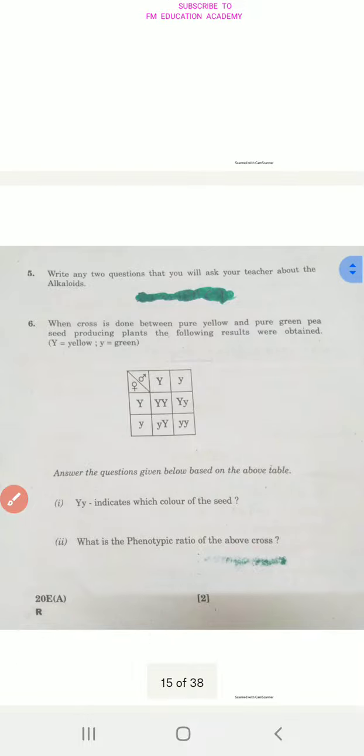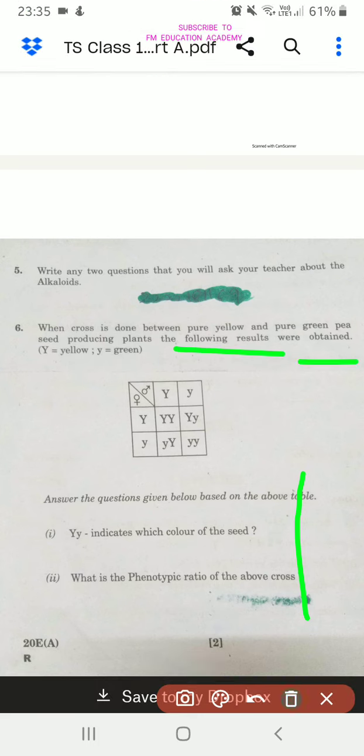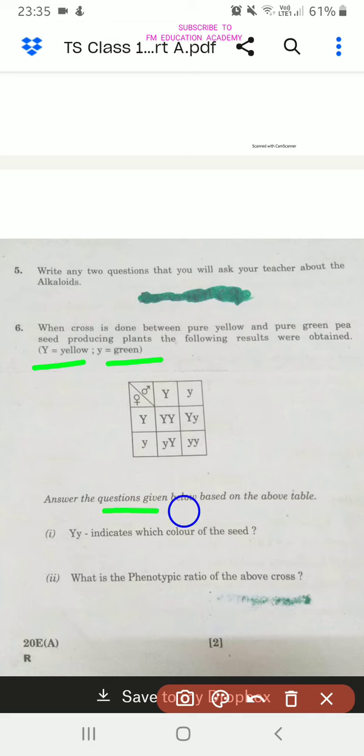Okay, next question number 6 is, when a cross is done between pure yellow and pure green pea seed producing plants, the following results were obtained. Capital Y is yellow and small y is green. Answer the questions given below based on the above table.